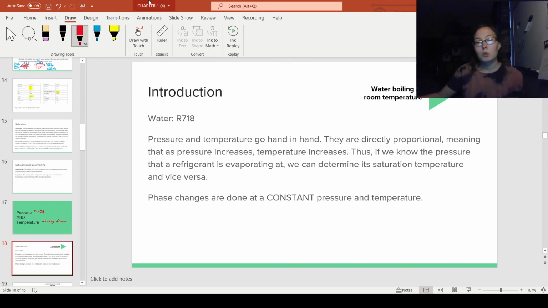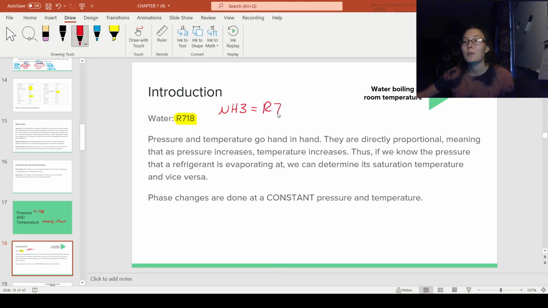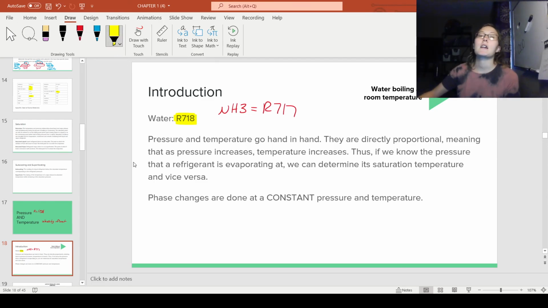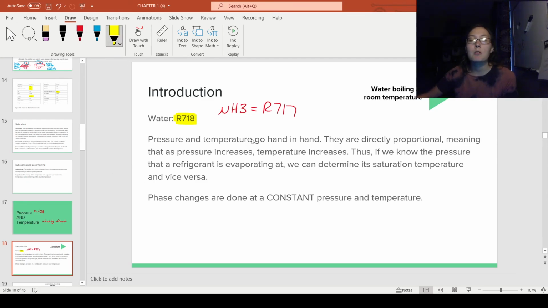So, real quick little fun fact, okay? Water is R718, meaning it's refrigerant 718. Ammonia, or NH3, is R717. That's just kind of a little fun fact for you. Okay? You also need to know that pressure and temperature go hand in hand. They're directly proportional, meaning that as the pressure increases, temperature increases.